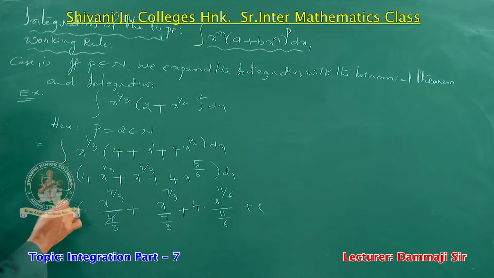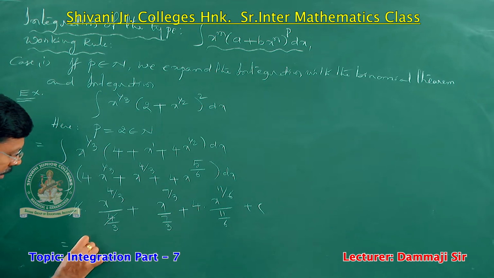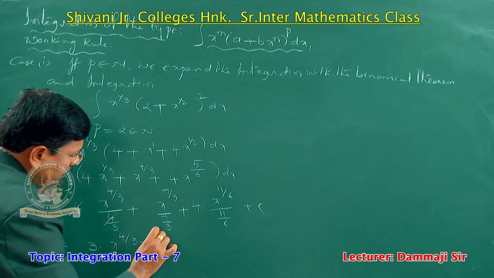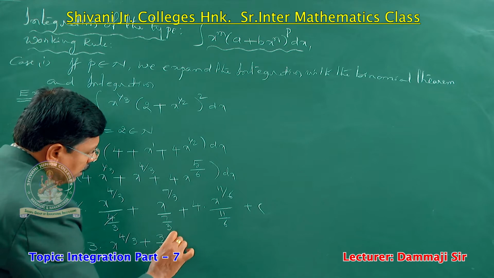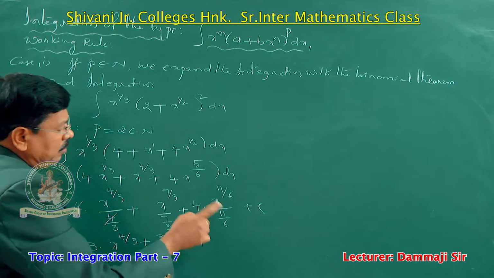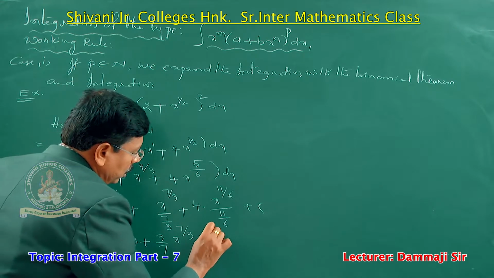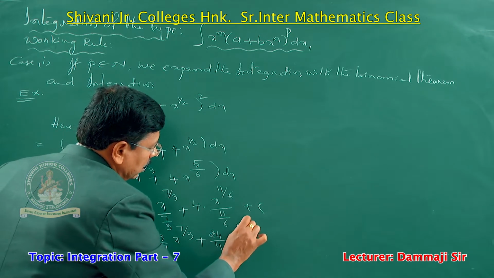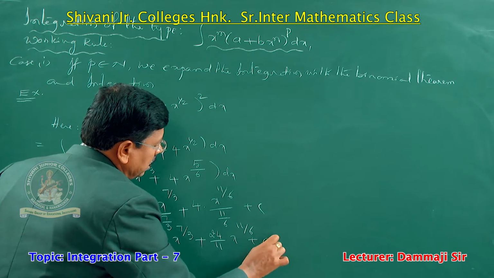One of the 4s gets cancelled. The result is 3 into x power 4 by 3, plus 3 by 7 x power 7 by 3, plus 24 by 11 x power 11 by 6, plus c.